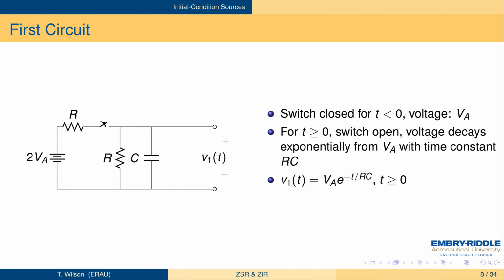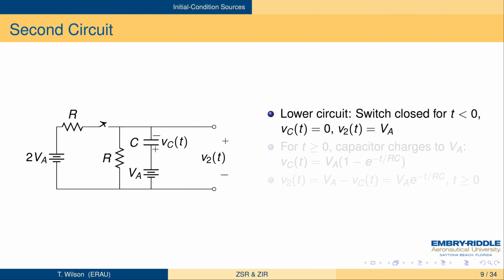For the second circuit, the original lower circuit, the switch is also closed for t less than 0. So again, everything's in a constant state, so the capacitor acts like an open circuit. If there's no current through the capacitor, any charge that was on the capacitor a long time ago had to have discharged by now. And so again, you have the voltage divider between the two resistors, and so the voltage across the resistor is VA, but you've got the battery there in series with the capacitor, VA, so there's no voltage across the capacitor. So VC of 0 is equal to 0, but V2 is still equal to VA.